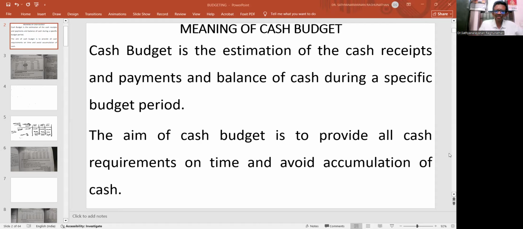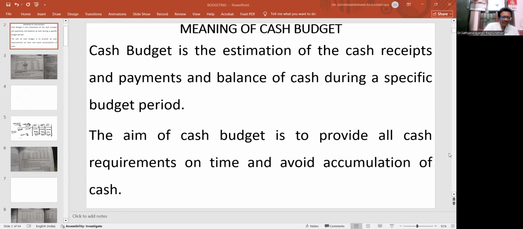So cash budget is nothing but the future estimation about the cash receipts and the cash payments, mainly with a view to avoid excessive cash in our hand, which enhances our risk. In order to minimize that risk, we need to plan in such a manner as to have the right amount of cash at the right time for meeting the demand of the consumer. That is very, very important. That is all about the concept of the cash budget.